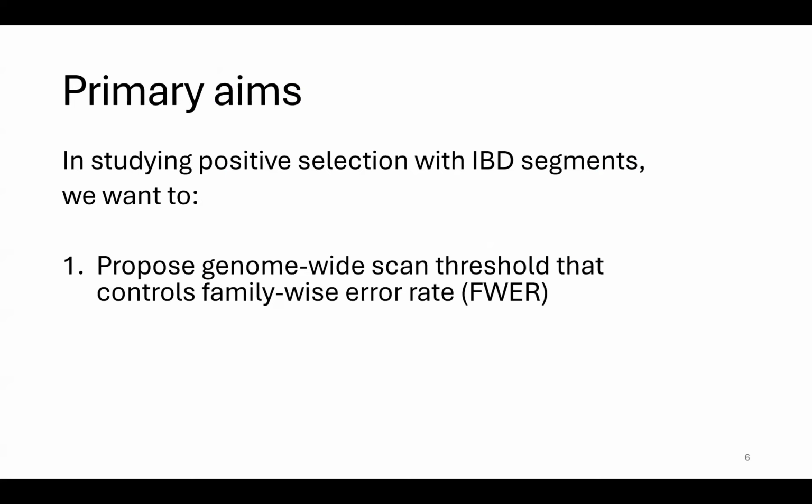The primary aim of this thesis, it's a statistics thesis, is to study rapid positive selection using the IBD segments. And we want to bring a lot of statistical rigor. So for me, this means that we're going to propose a multiple testing threshold when you're doing hypothesis tests across the genome that will control the family-wise error rate. The family-wise error rate is the probability that we make one or more rejections of a null hypothesis when the null model is in fact true.